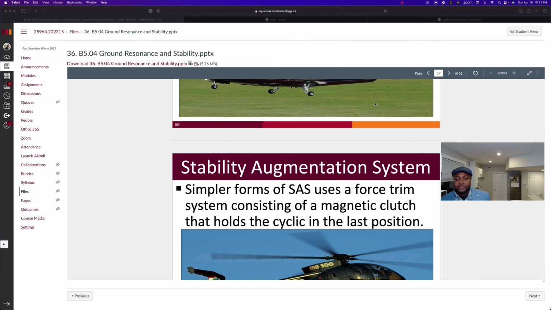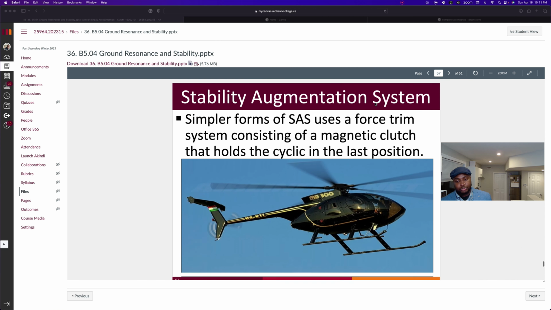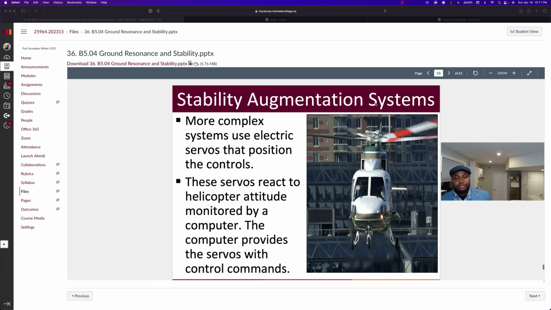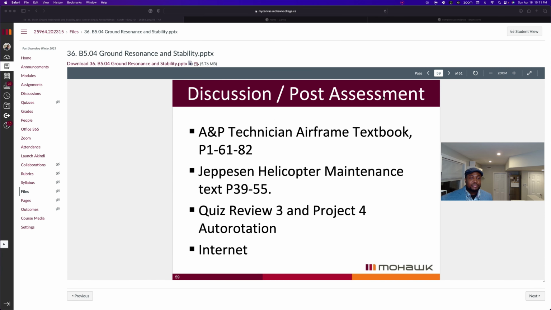Simpler forms of stability augmentation system use a force trim system consisting of a magnetic clutch that holds the cyclic in the last known position. More complex systems use electronic servos that position the controls. These servos react to helicopter attitude monitored by the computer. The computer provides the servos with control commands, etc. And that summarizes ground resonance and stability.